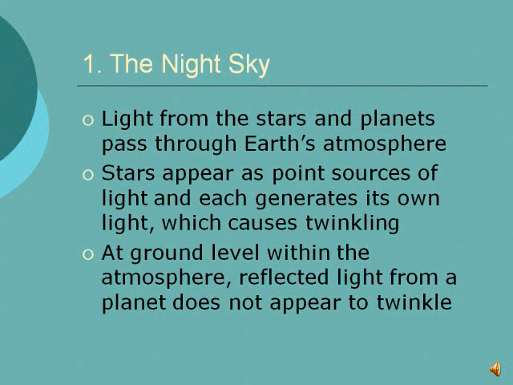Light from the stars and planets passes through the Earth's atmosphere, and when this happens, it's called scintillation. What happens is the stars appear as a point source of light, and each generates its own light, which causes twinkling. At the ground level within the atmosphere, reflected light from a planet does not appear to twinkle.